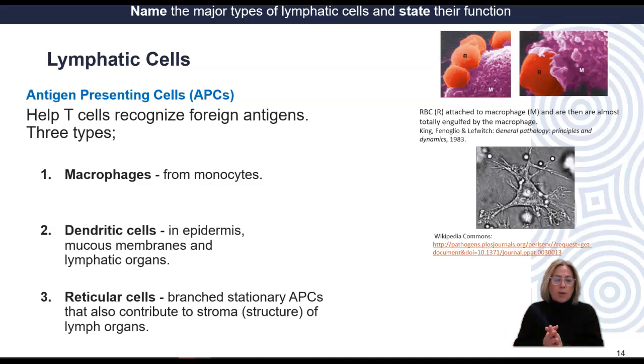Dendritic cells as well. These are found in the epidermis, mucous membranes, lining respiratory tracts and digestive tracts and other tracts as well. And they're also found in lymphatic organs. And we also have these reticular cells, and these are branched, stationary, antigen-presenting cells that also contribute to the structure, or the stroma, of lymph.